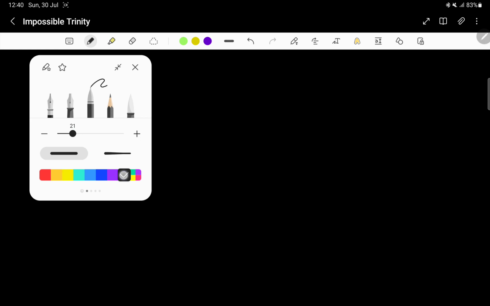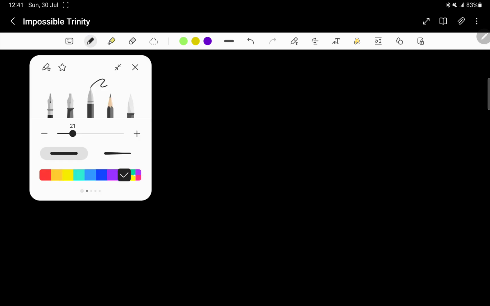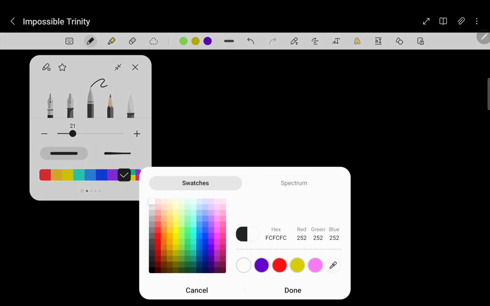Hello guys, in this particular session we will be discussing the impossible trinity. We will start with what the impossible trinity is, then we will look into how this impossible trinity comes into real life application and its implications.